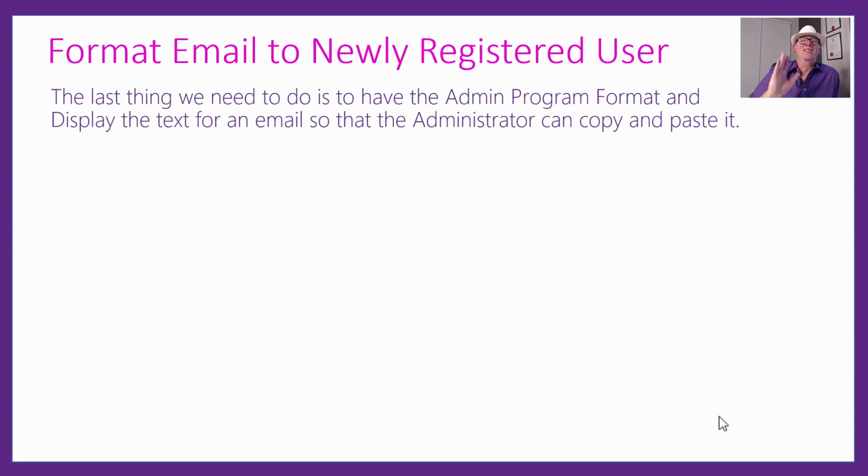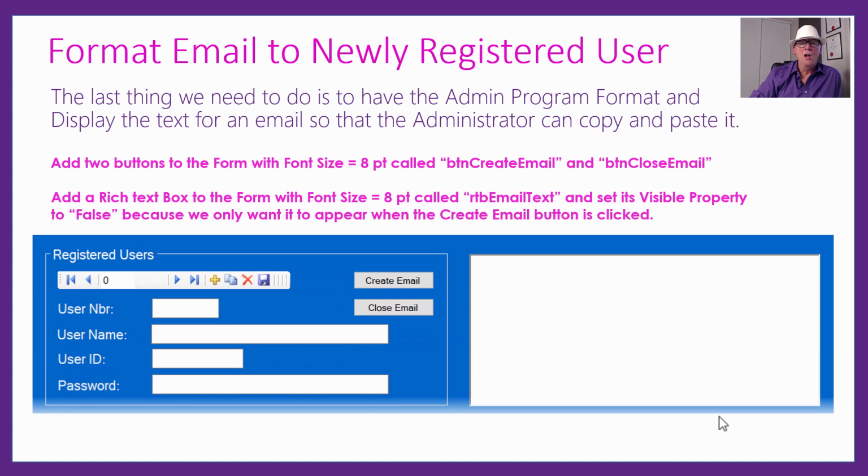And we're on to the last thing at last, which is to set up what happens when a new person has joined up and the administrators have put them in and added them in, and that's all good. We just want to automatically make a little email that we can send out to them. So on your form, down the bottom here, we've got registered users. Add a button that says create email and another one that says close email. You might have to make the form a little wider to do this, but we want to have a rich text box in here. This is a rich text box that you drag out from your tools and put in there.